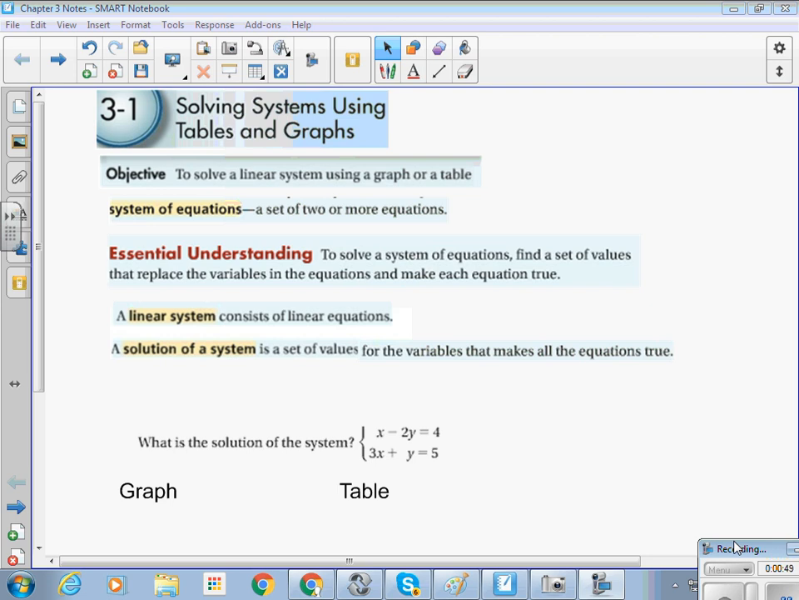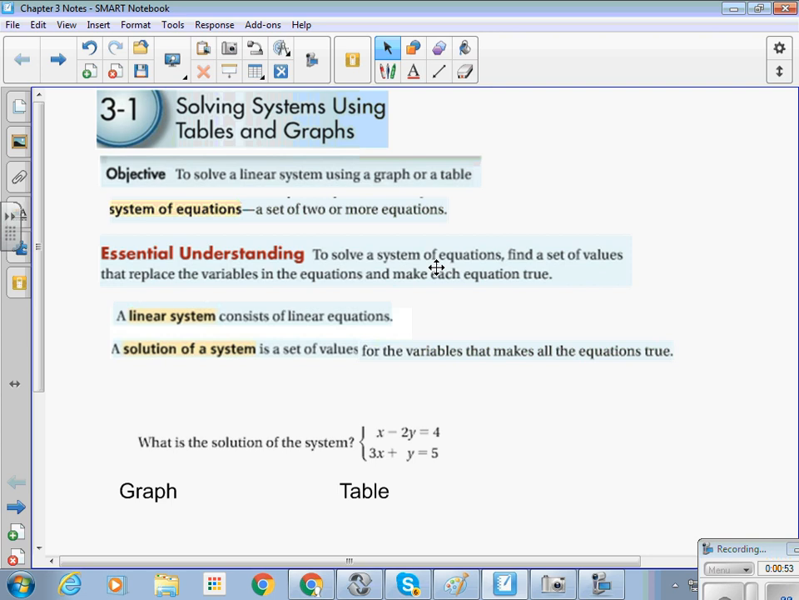So our essential understanding, this part you do not have to write down. Everything else is a must write down. To solve a system of equations, find a set of values that replace the variables in the equations and make each equation true. So it is an x and a y value that make each equation, because we have two or more, true.